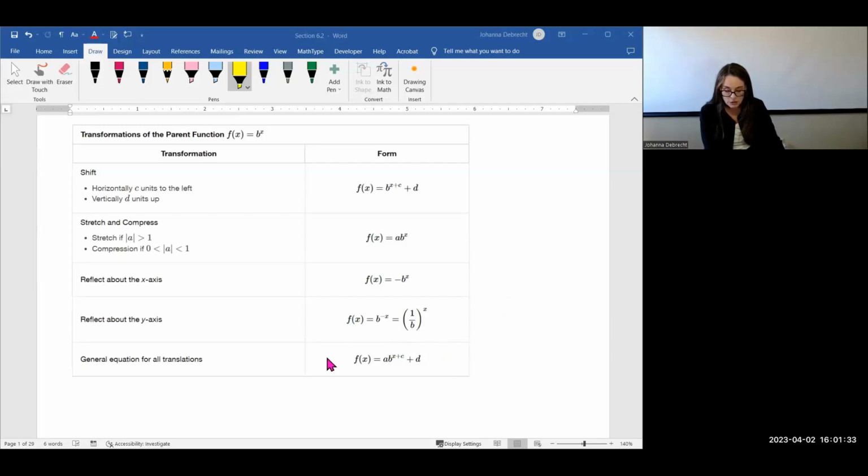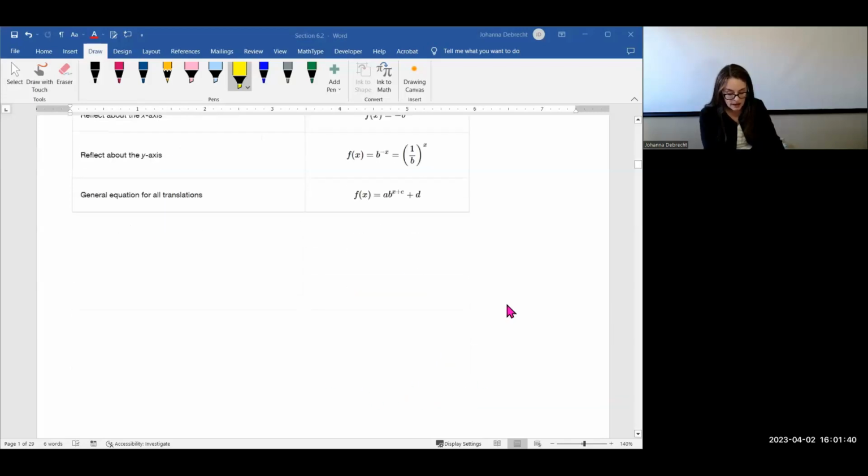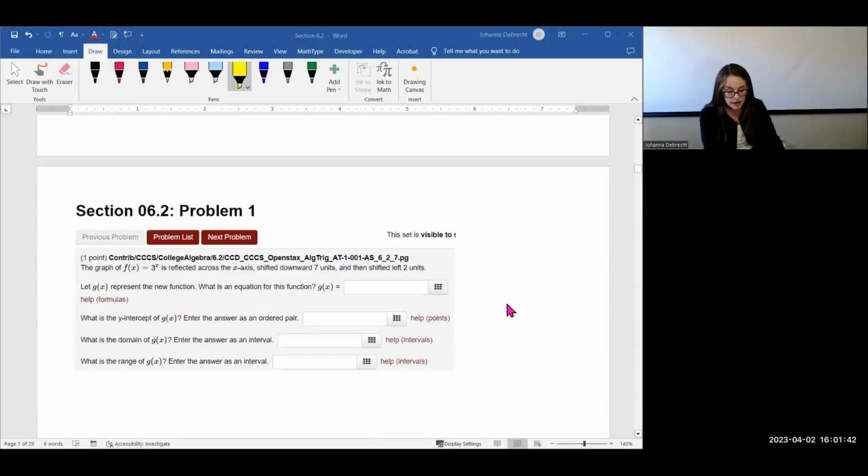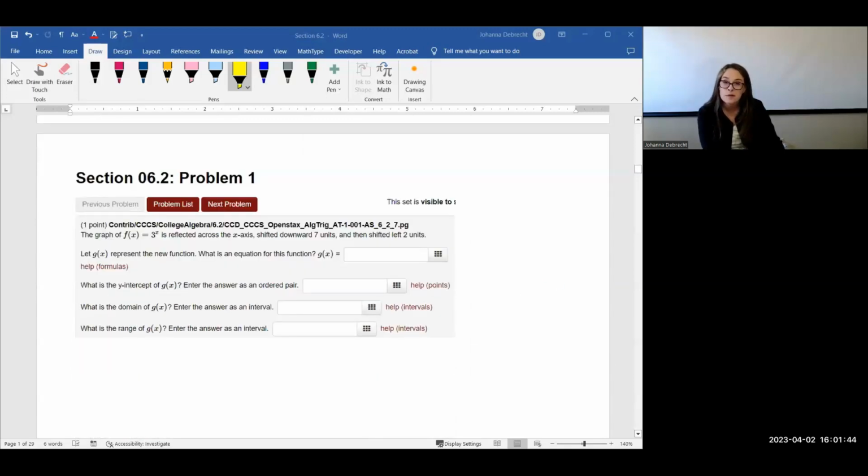So here's a general equation for all of our different translated exponential functions. And now what we want to do is go ahead and get into the homework problem. So go ahead and get your paper out and let's get started.